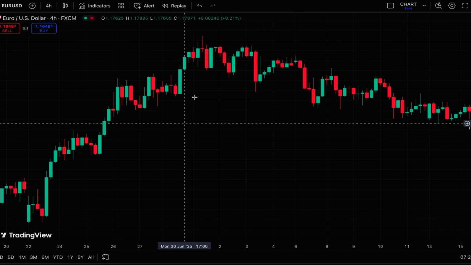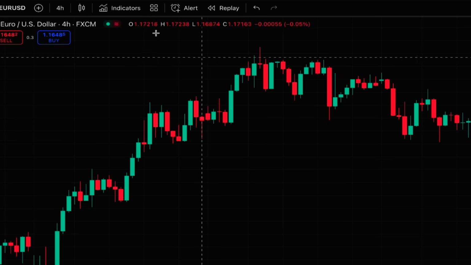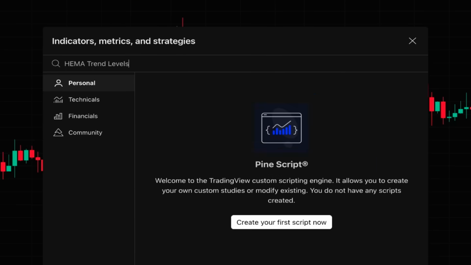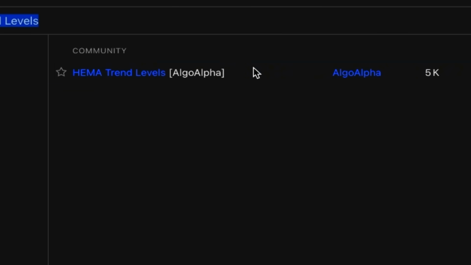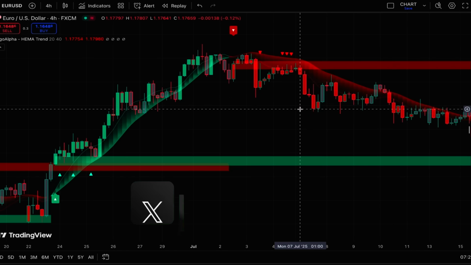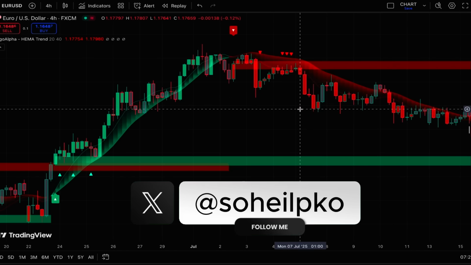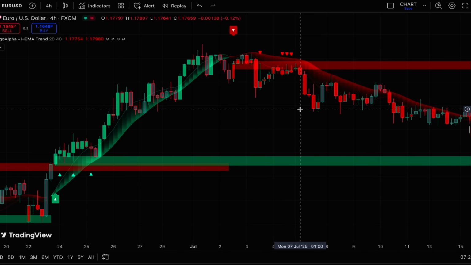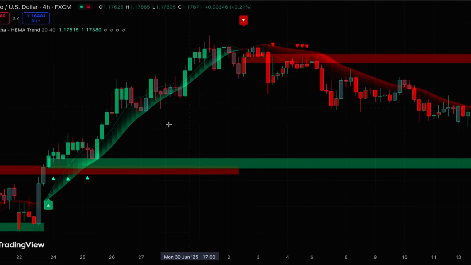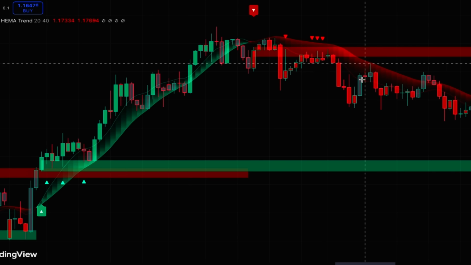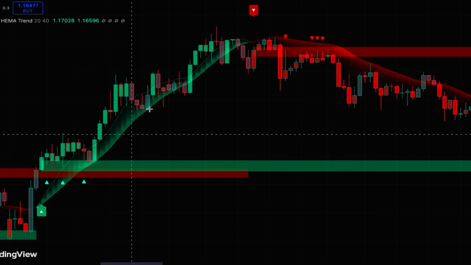Alright, to add this amazing indicator to our chart, here we click on indicators and we search HEMA trend levels, this one, which is a new indicator from Algo Alpha. Alright, this is the indicator, and as you can see, it is overlaid on the price chart. This indicator has used two Hull Exponential Moving Averages to create this dynamic band that changes color between red and green on the price chart.